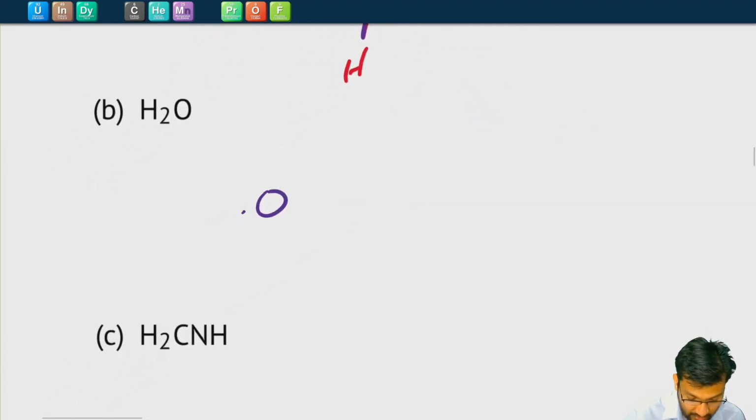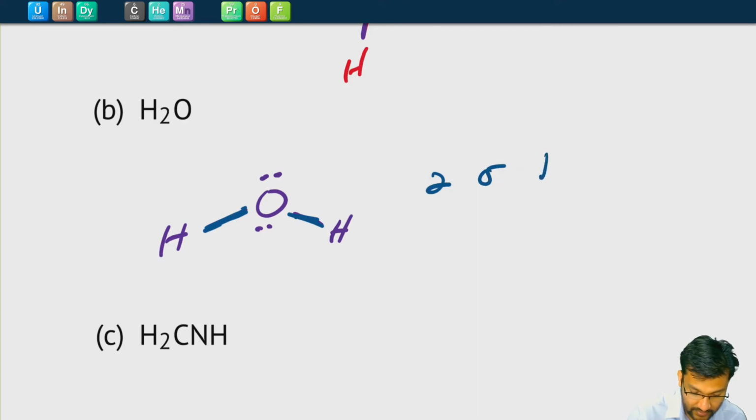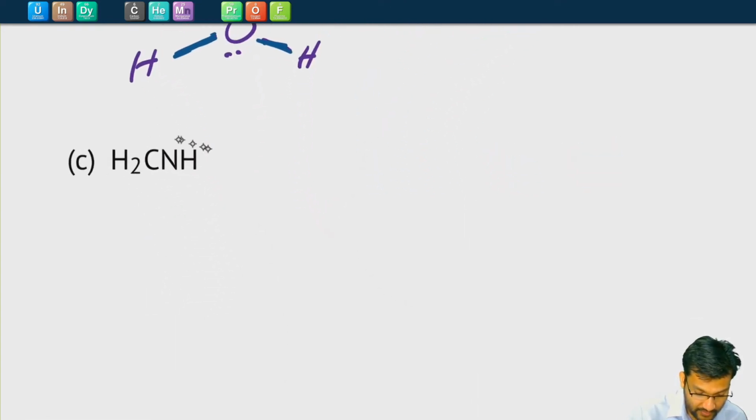We did the case of water before. It kind of looks like this. Lone pairs over there. We have 1, 2 sigma bonds, no pi bonds. If you haven't done this one, please do so now.